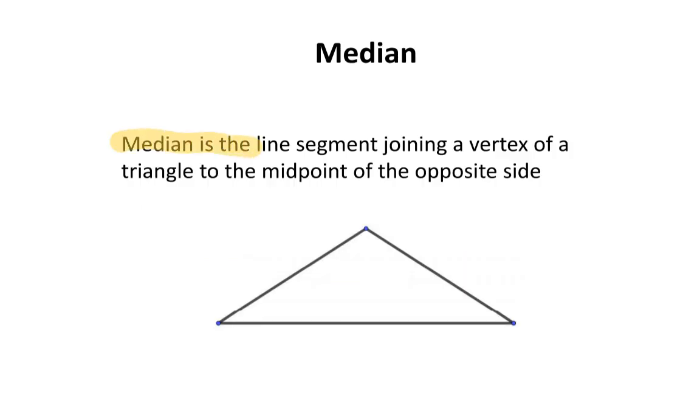A median is the line segment joining a vertex of a triangle to the midpoint of the opposite side. I'm going to construct a midpoint at the base of this triangle. Again, I'm going to indicate that with these symbols. A median connects the midpoint to the vertex on the opposite side. Therefore, this blue line would be considered the median.